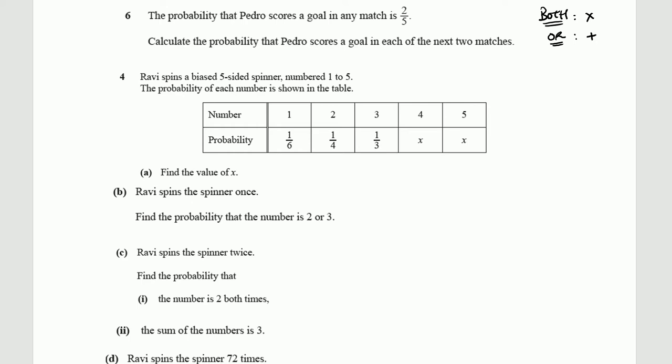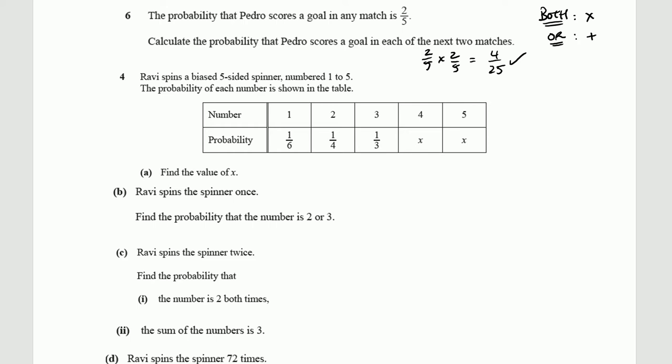So, he wants to score a goal in each of the next 2 matches, in both matches. So 2/5 for match 1 times 2/5 for match 2. We combine the probability with multiplication because we want both those things to happen. That's going to come out as 4/25, and that is fine for our answer.